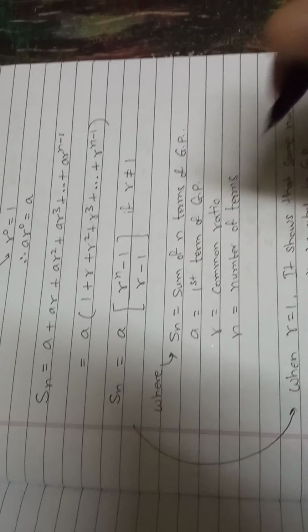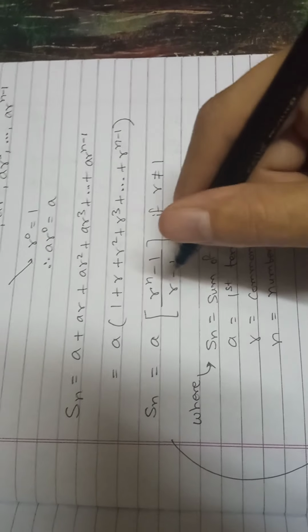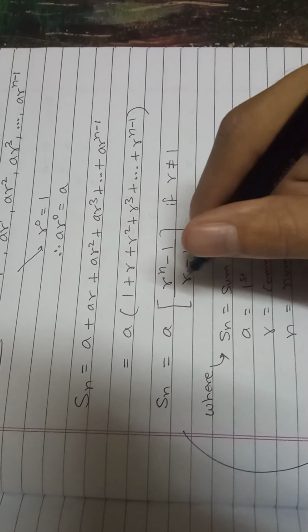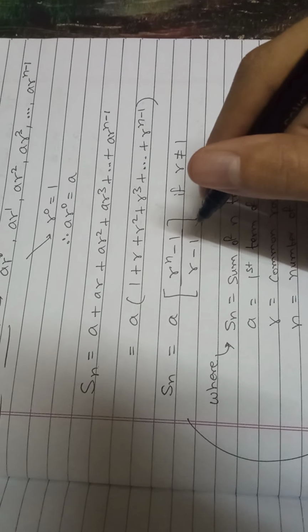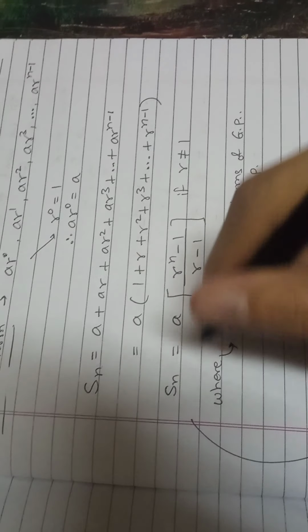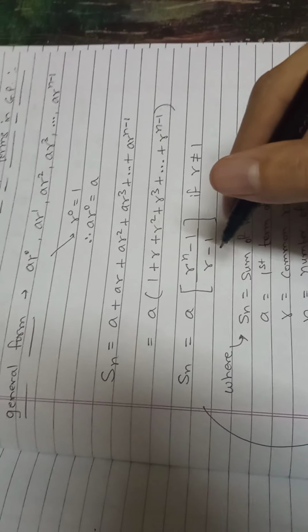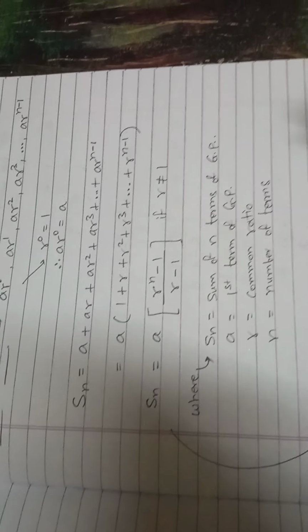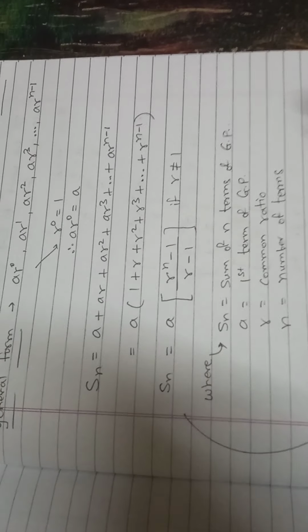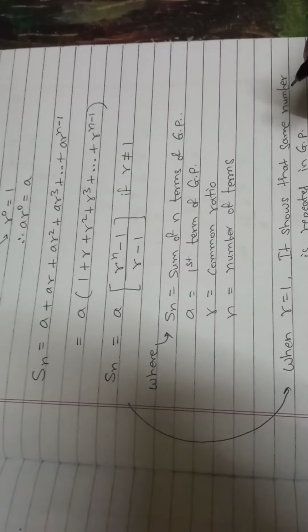Similarly, if r is equal to 1 in this formula, then the denominator becomes 1 minus 1, which is 0, and we can't find the summation by this formula. So how can we find the summation when r is equal to 1? First we have to understand what happens when r is equal to 1.